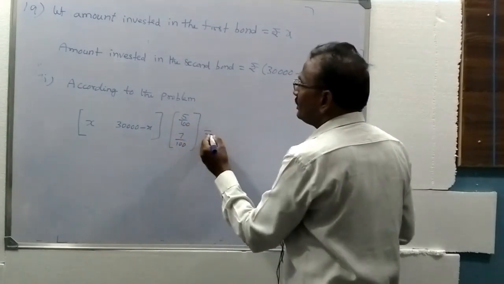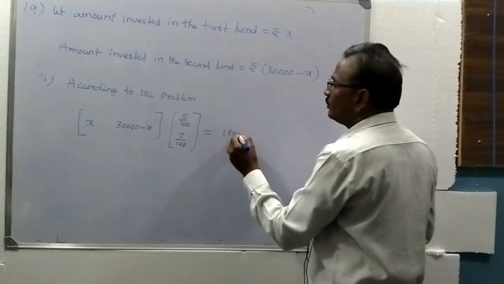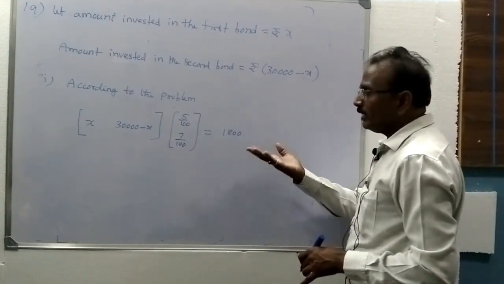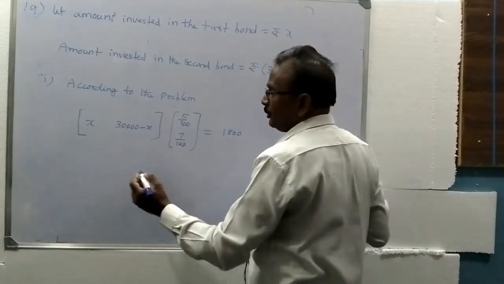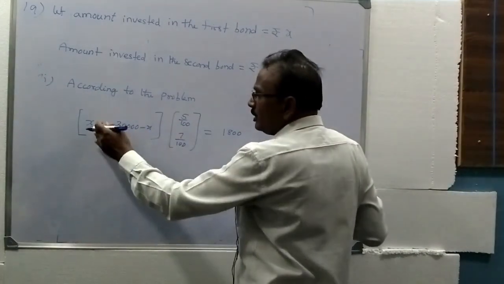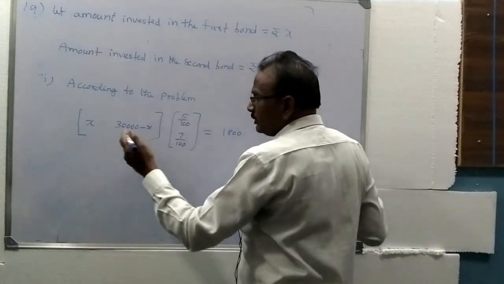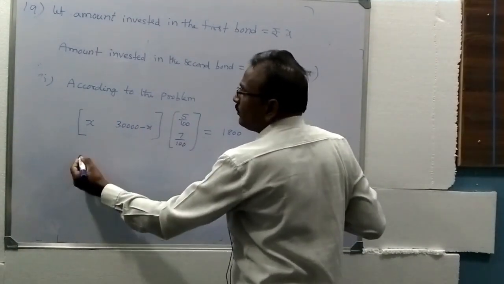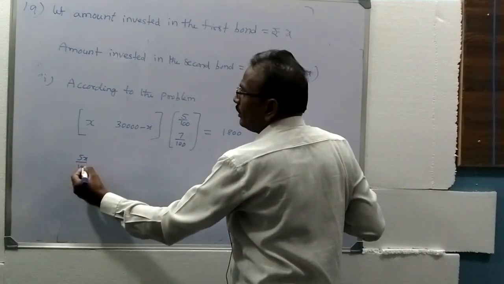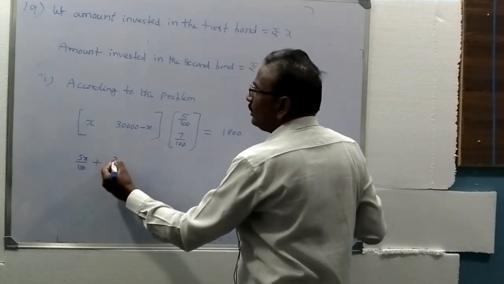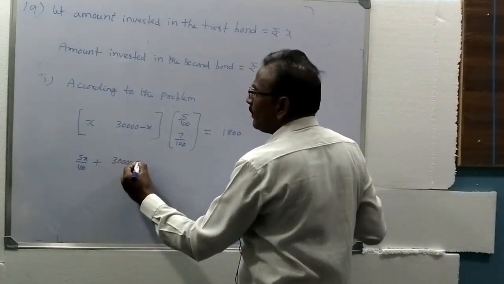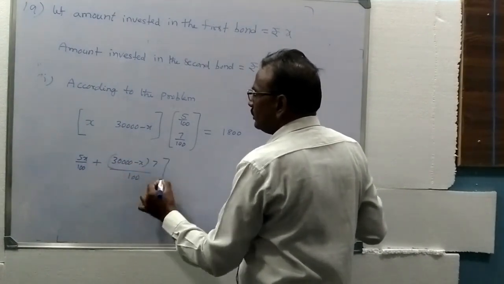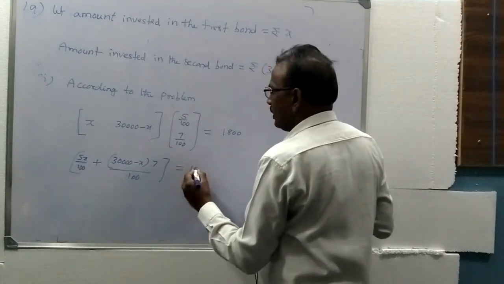Your total interest is 1800. After 1 year, total interest is 1800. That is the first question. So again matrix multiplication: first row with first column, that is the sum of the product of first row with first column. That is x into 5 by 100, which is 5x by 100, plus (30,000 minus x) into 7 whole divided by 100 is equal to 1800.